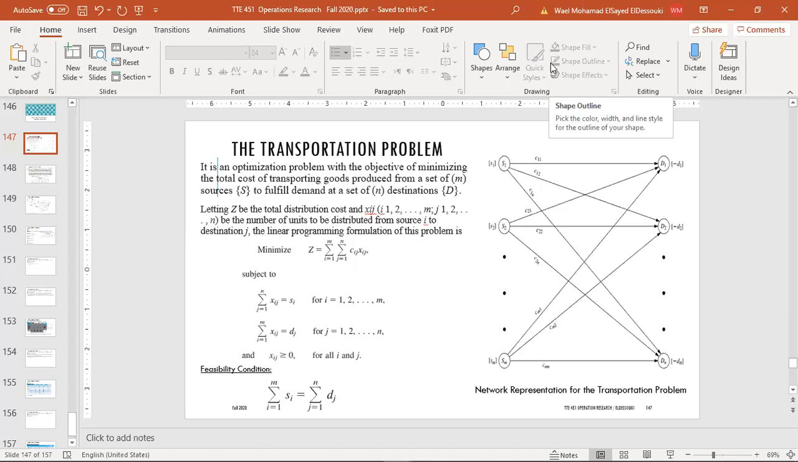It should be equal, yes. So there is no slack or surplus. The problem now is how to come up with an initial basic feasible solution, and that's what we started last week.